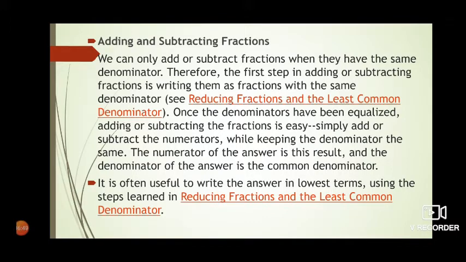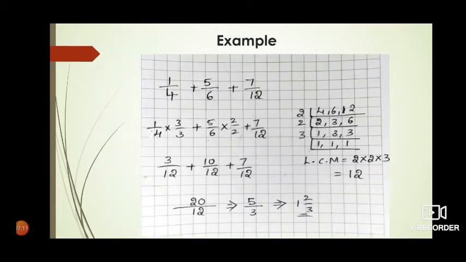Okay, children, if the denominators are not the same, then what we have to do is first convert all the denominators into the same by taking equivalent fractions. Then we will perform addition and subtraction. Here I'll show you one example: 1 by 4 plus 5 by 6 plus 7 by 12.